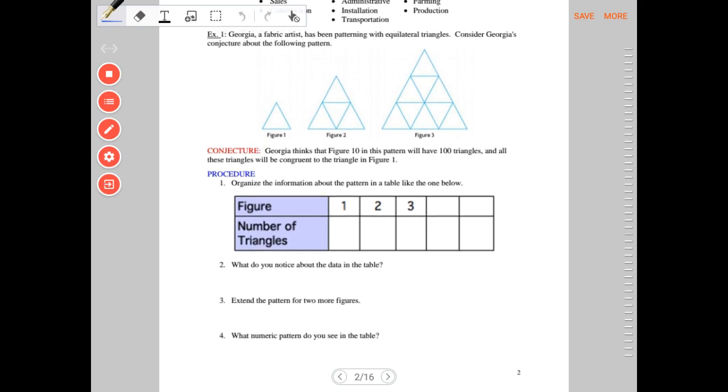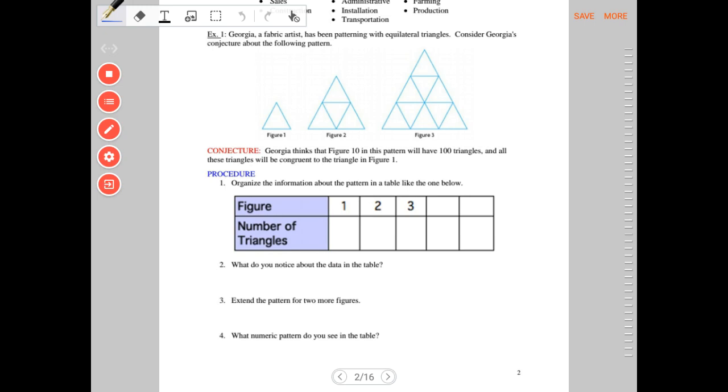Example 1. Georgia, a fabric artist, has been patterning with equilateral triangles. Consider Georgia's conjecture about the following pattern. Equilateral just means triangles that have all three sides the same length and all three angles the same size. In figure 1, we have one triangle. Figure 2, 1, 2, 3, 4 triangles. And again, we're looking at ones that are the same size. So here's Georgia's conjecture. She thinks that figure 10 in this pattern will have 100 triangles. All these triangles will be congruent, so the same size and shape and measure as the triangle in figure 1.